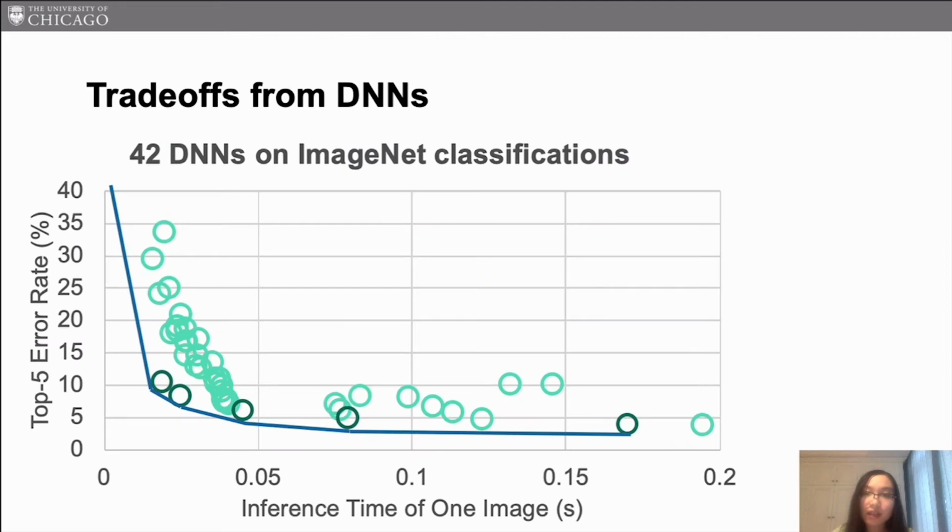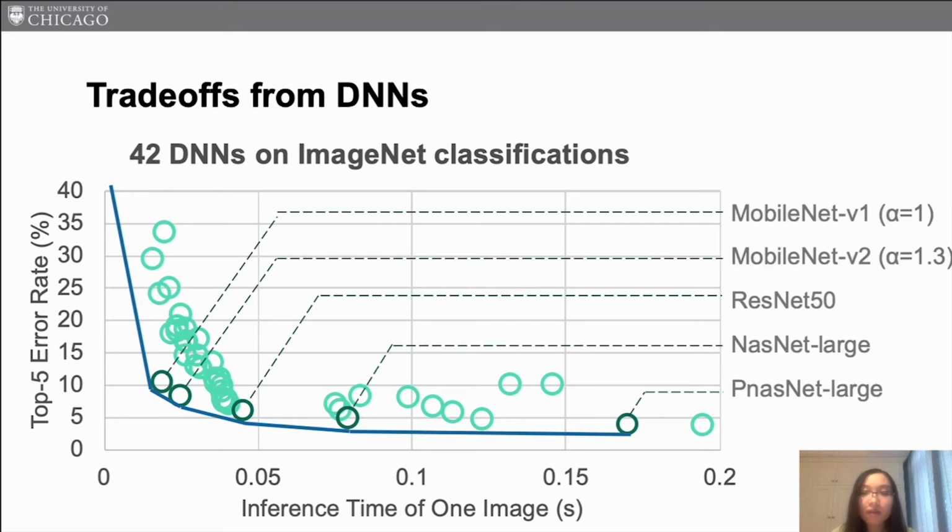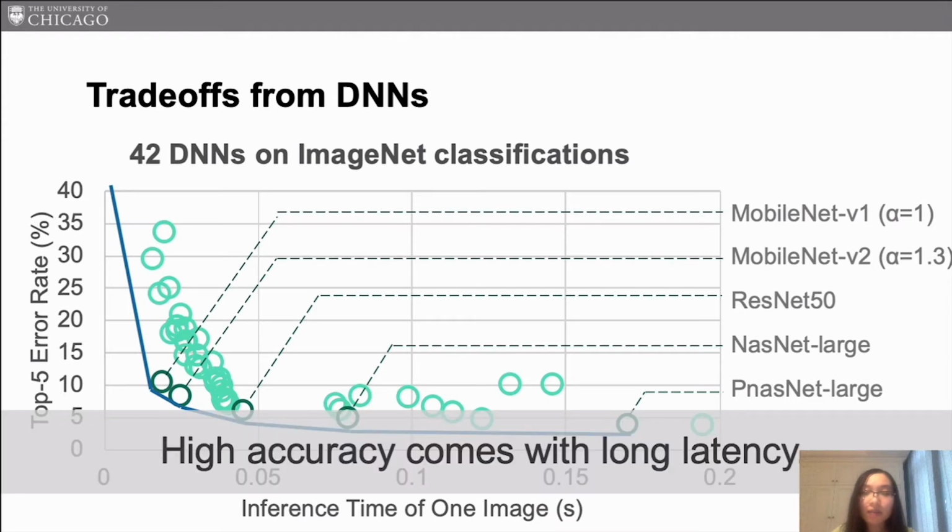The first question is, what are the trade-offs from DNNs? We test 42 DNNs on ImageNet classification and show their latency and error rate in this figure. The x-axis is latency, the y-axis is the error rate. We also report a vertex on the convex curve. As we can see, there's a huge trade-off. Unfortunately, there's no magic network that provides both the highest accuracy and the lowest latency. In other words, high accuracy comes with long latency.